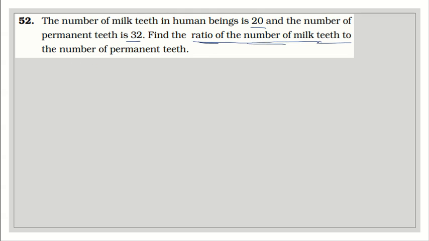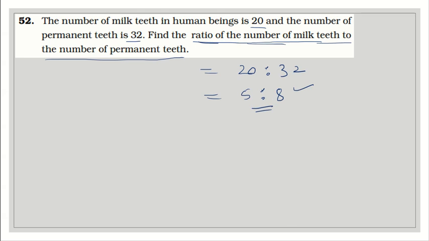So, you write the ratio of the number of milk teeth to the number of permanent teeth is 20:32, because 20 is the number of milk teeth and 32 the number of permanent teeth. After simplifying, 4 is their common factor. So 4 5s are 20, 4 8s are 32. So 5:8 is the right answer.